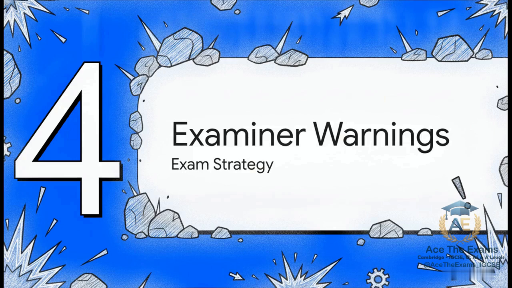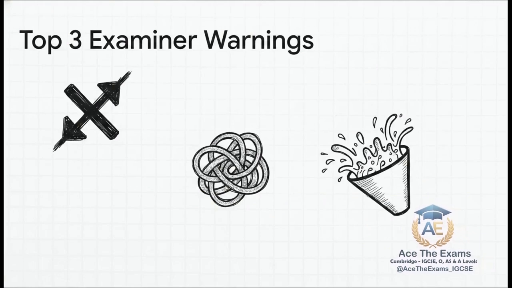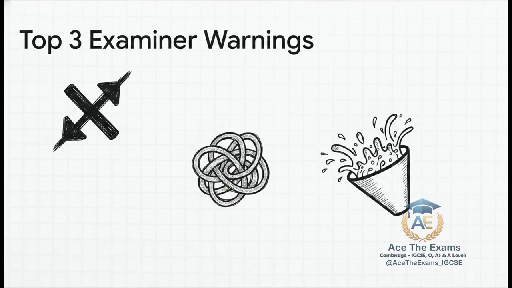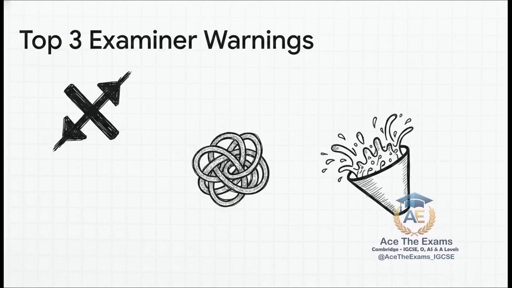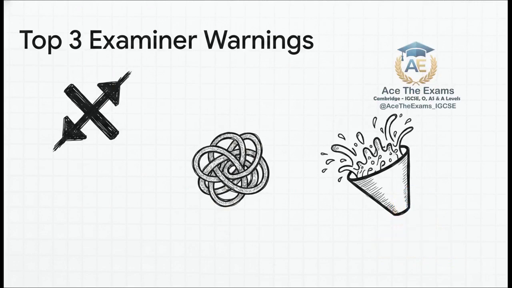Section 4, examiner warnings and strategy. Let's talk about how to protect those marks. Listen up, because these are the top 3 mistakes pulled directly from the examiner's desk. Number 1, using the wrong approach for the wrong context. This usually means applying a direct proportion formula when the text explicitly says inversely proportional. It comes down to rushing and panic.